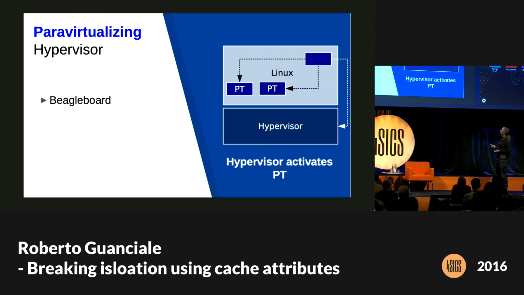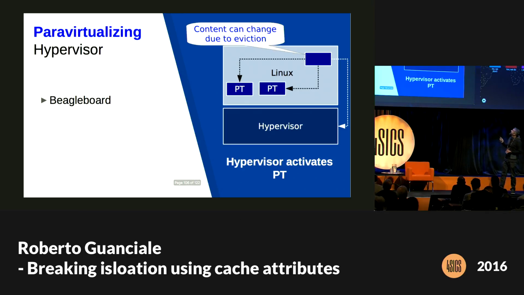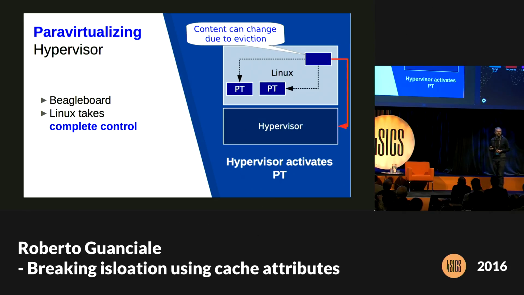But actually, between checking the content of the page table and activating it, we can have this value changing due to cache eviction. And Linux is able to inject something malicious here, basically being able to override the memory of the hypervisor itself. Basically, we managed to get complete control of the hypervisor, so bypassing completely the security policy of the hypervisor. So if Linux gets compromised, the hypervisor also gets compromised.